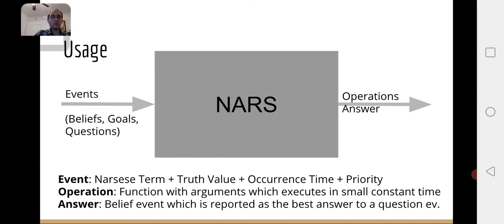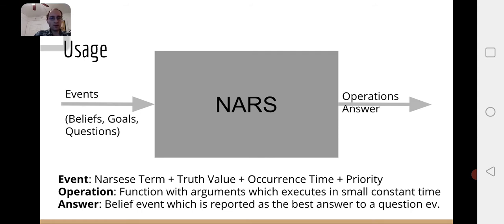The usage of the system is quite straightforward. You can have events: beliefs, which encode the current state of affairs, goals, which correspond to events the system wants to occur, and questions, which are essentially statements the system should answer. And the output of the system are operations to make goals realized, and answers to the questions it got.